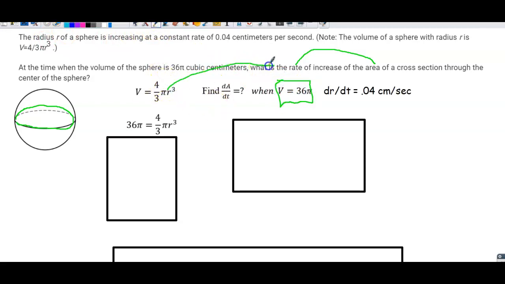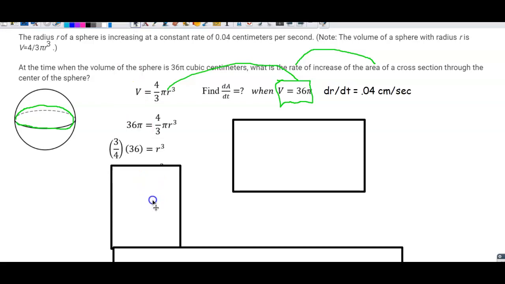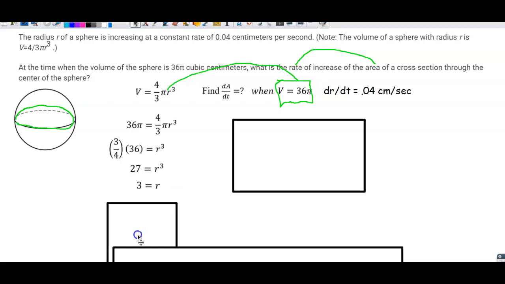So I'm going to set the volume equal to 36 pi, and that's going to allow me to find a value of r. The pi's divide out on both sides. Then I can multiply both sides by 3/4 to get r by itself. Take the cube root of both sides, and I found that r is equal to 3. That's phase 1.